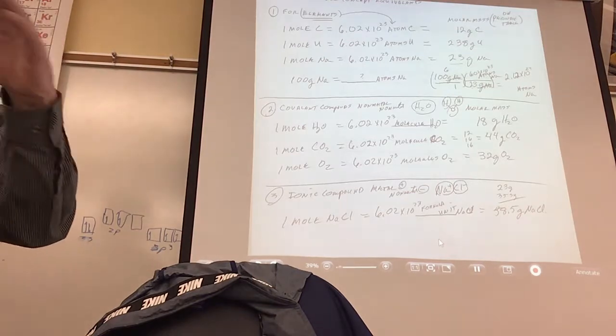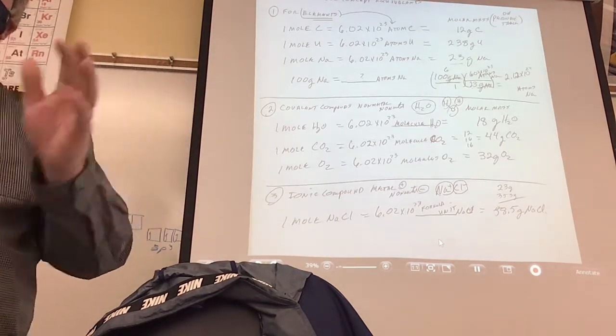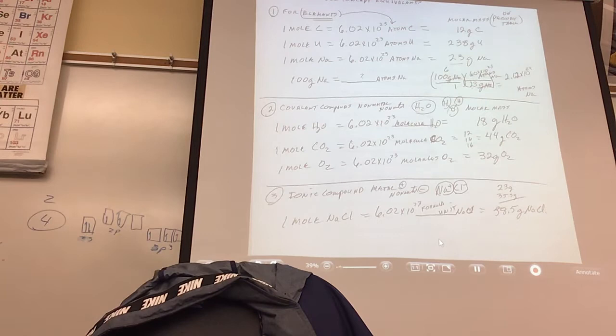So start again. 1 mole of NH3 equals 6.02 times 10 to the 23rd molecules of NH3, equals 17 grams. Everybody get that? So everybody okay on molecules then?